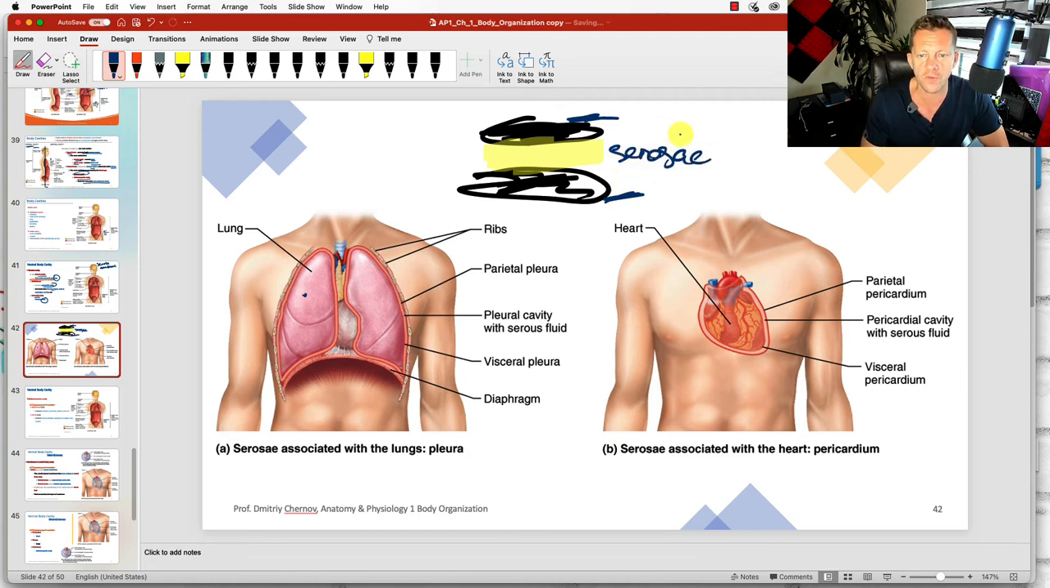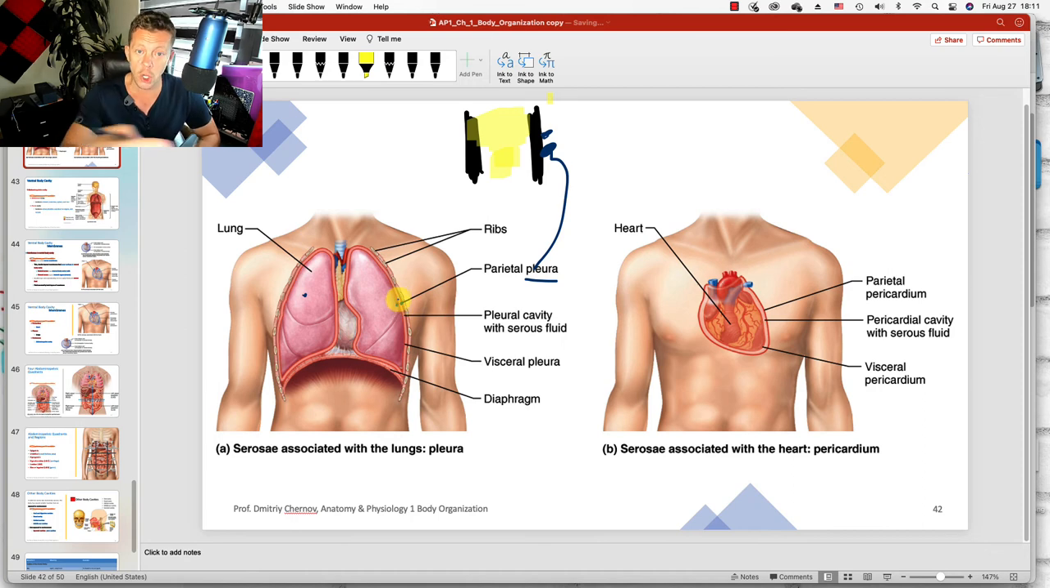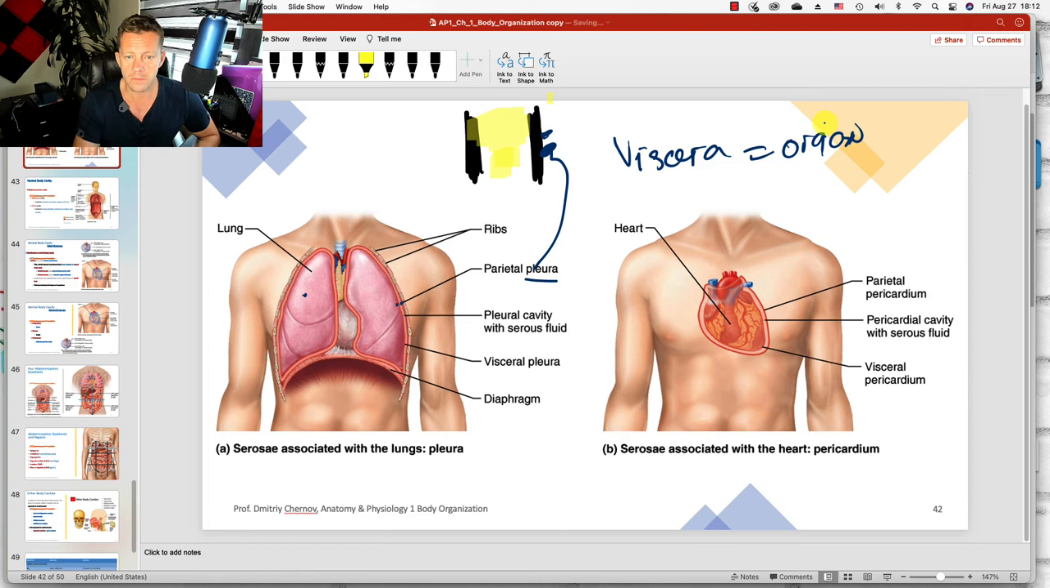serosa or serous fluid. So why is there a fluid? It serves as a cushion to protect organs, so the organs can slide against one another. That's one side of the membrane, that's another side of the membrane, and this is the yellow fluid, right? So this and this would be the parietal pleurae, and this side that is closer to an organ is the visceral, because visceral equals organ. Viscera equals organ, right?